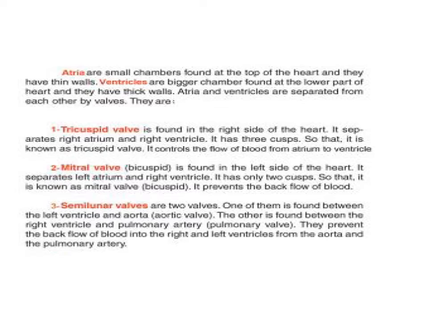Tri means three. Why is it called by this name? Because it has three cusps, so it is known as the tricuspid valve. The valve found between the right atrium and right ventricle is called tricuspid. Why? Because it has three cusps.